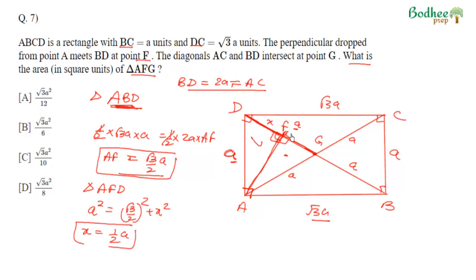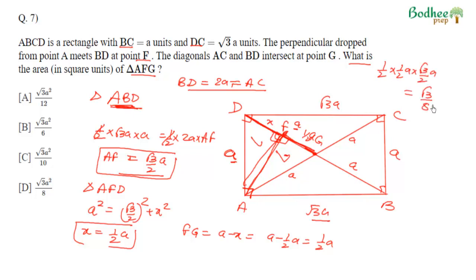So the value of FG would be equal to A minus X, which is nothing but A minus 1 by 2 times A, or 1 by 2 times A. So we have identified that this is 1 by 2 times A. If this is the base, then this will be the altitude, right? For this particular triangle, the required answer would be half base into height, which on calculation would be root 3 by 8 A square. Option D becomes the right answer.